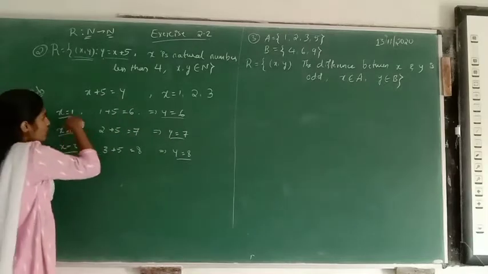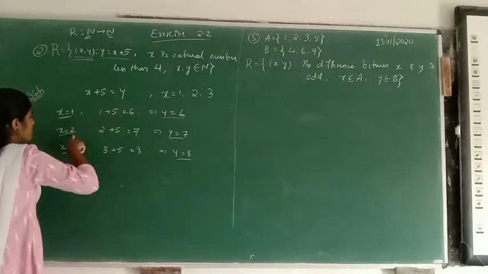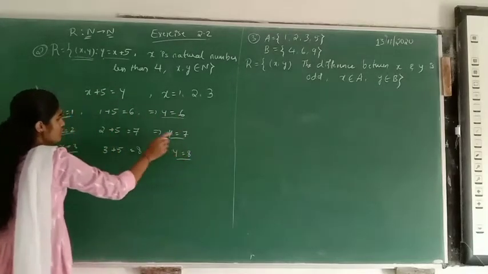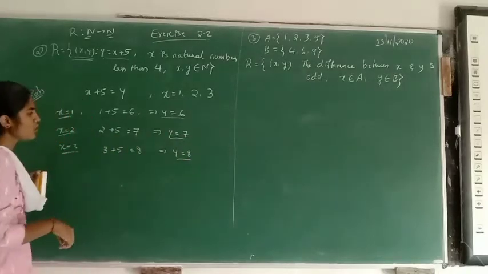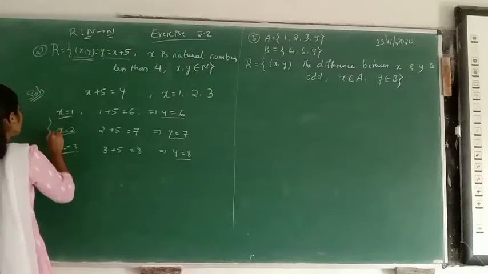See, whenever x is equal to 1, I am getting the y value 6. Whenever x is equal to 2, I am getting the y value 7. Whenever I am substituting x is equal to 3, I am getting y is equal to 8. From where am I substituting these values?